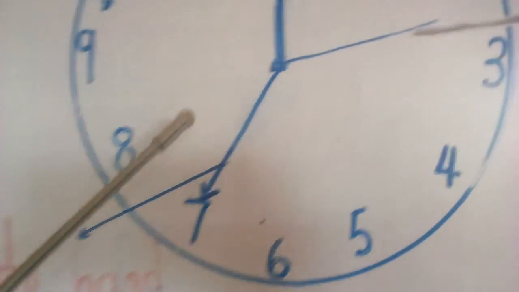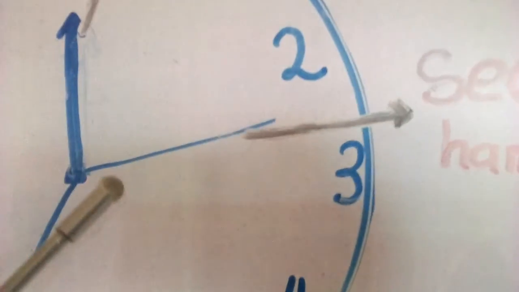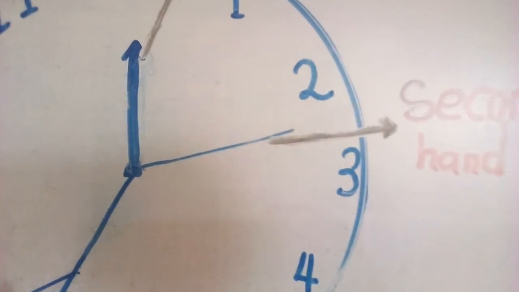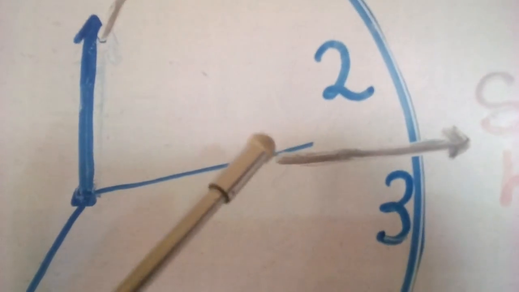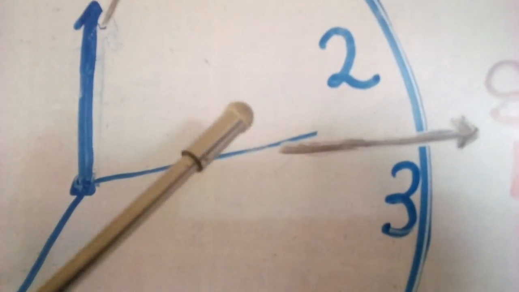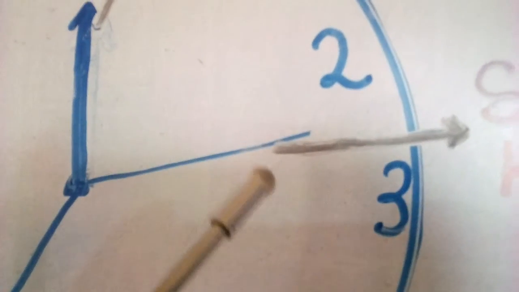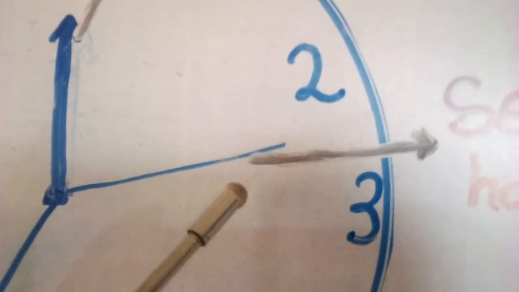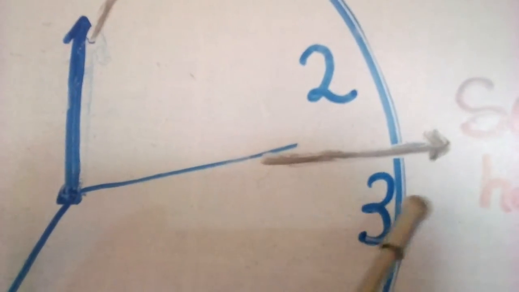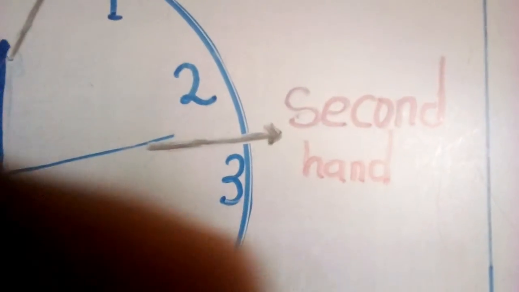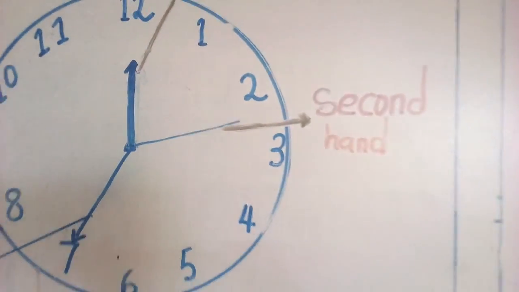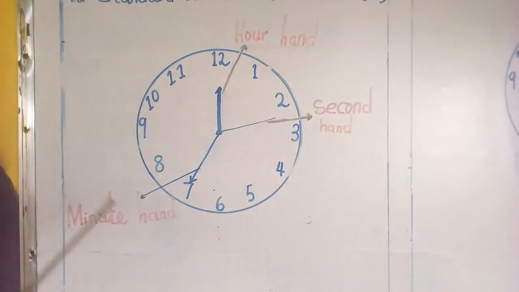We also have another hand, and that one is slim. It's not fat. You can see it doesn't have this part. It's just slim. Some are longer. So in some clocks they are the longest, but in some clocks they are short. Like this one is short, and it's called the second hand. So some clocks have 3 hands, while some have 2 hands.